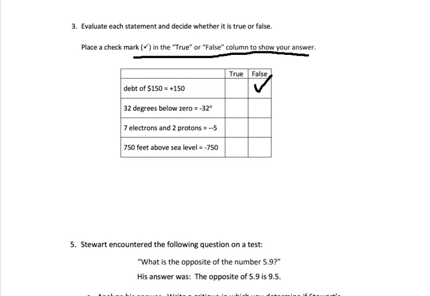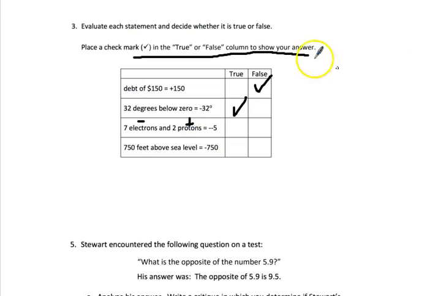Okay, so let's take a look at this. 32 degrees below zero is a negative 32. That's correct. It's below zero. 7 electrons and 2 protons. Remember, we said electrons have a negative charge. Protons have a positive charge.